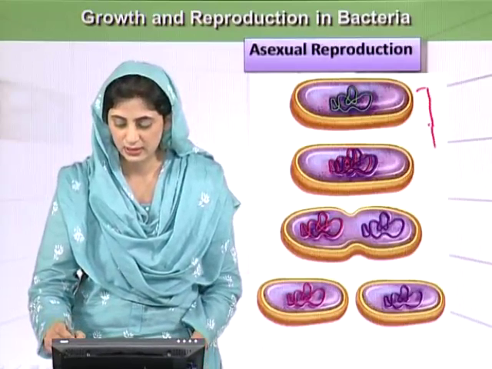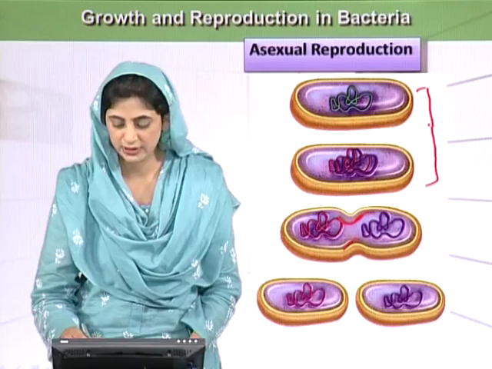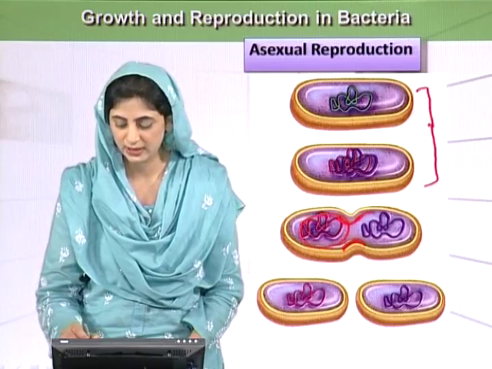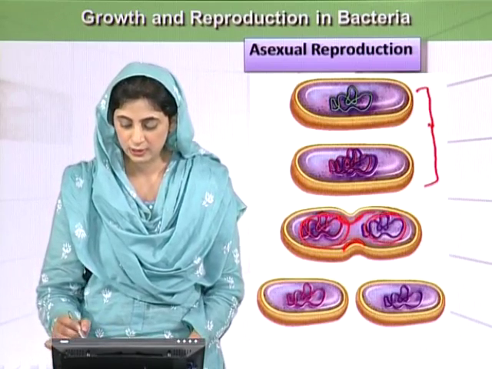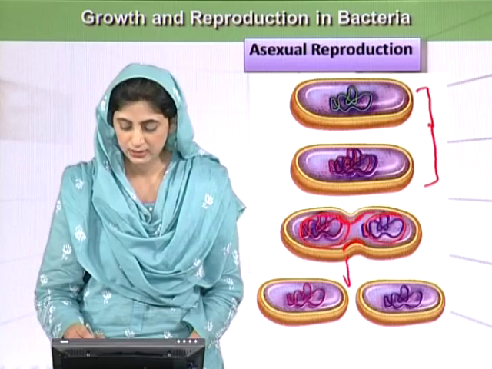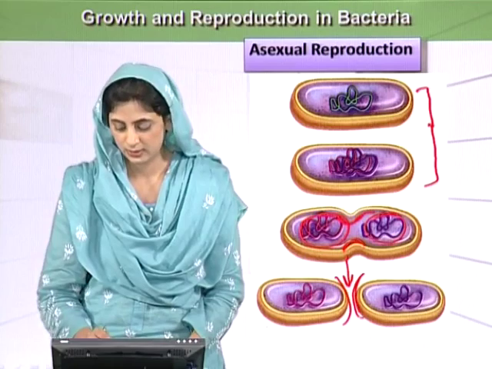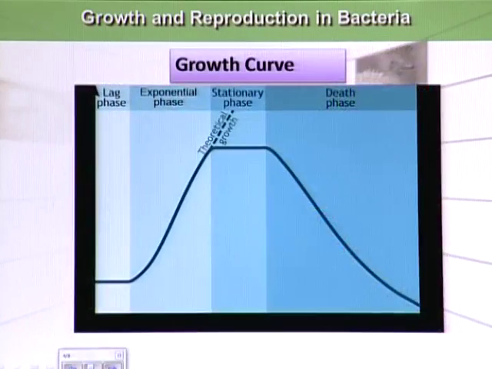increases in size, and here the cell membrane invaginates inwards, and the bacteria duplicates its genetic material, and then after the bacterial genetic material is duplicated, the next result is that the cell wall breaks up, and a single cell is converted into two similar cells. We can study this reproduction by the growth curve.